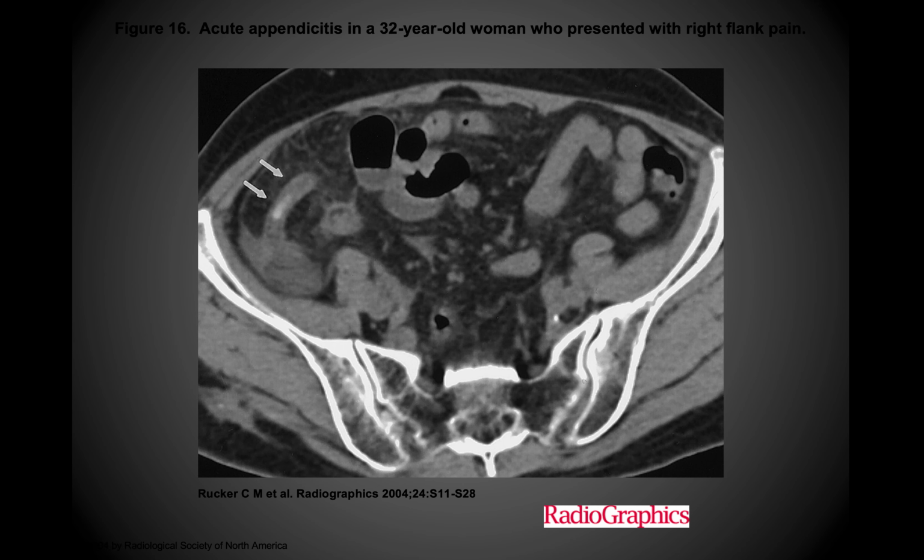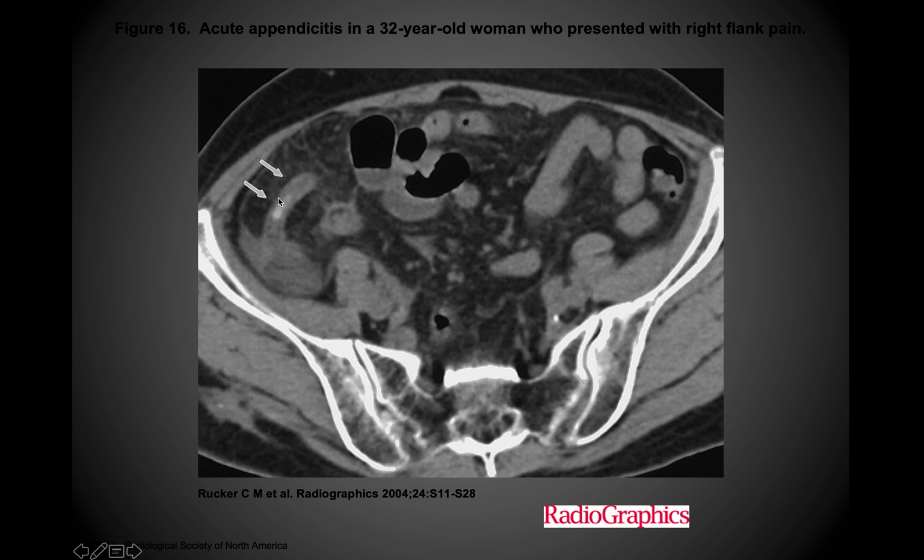This video is going to cover a number of additional pathologies as we look through especially the lower abdomen in order to better appreciate the normal anatomy. So in this case, we're looking at a case of acute appendicitis in a relatively young female who had presented with right flank pain. So the arrows here are indicating the appendix.